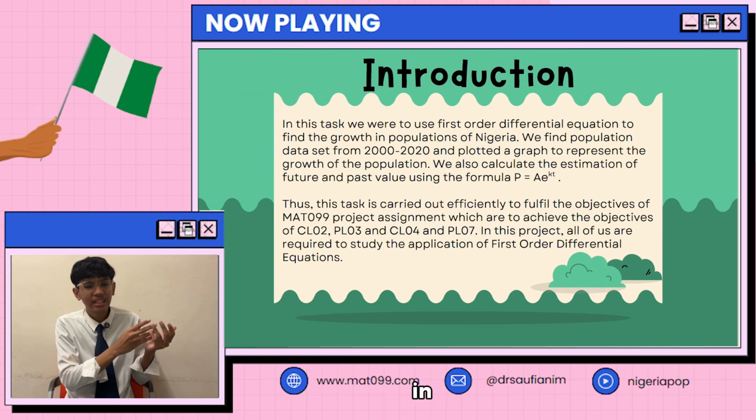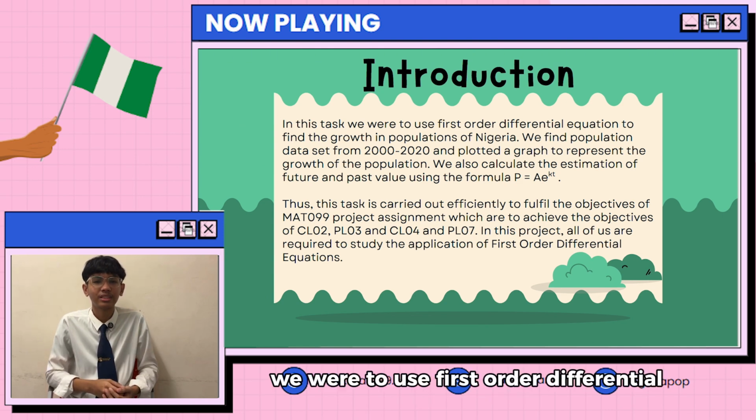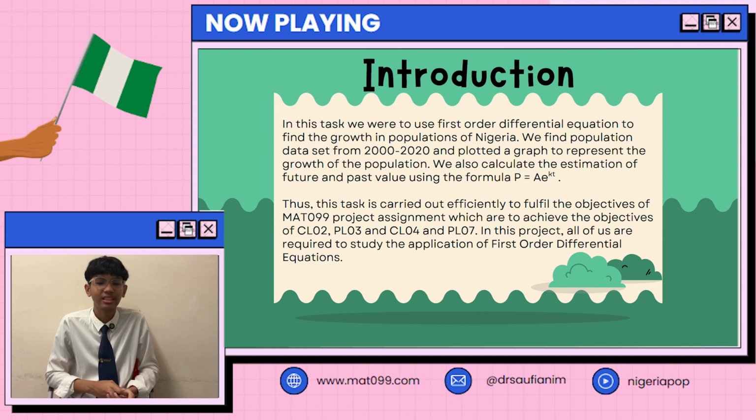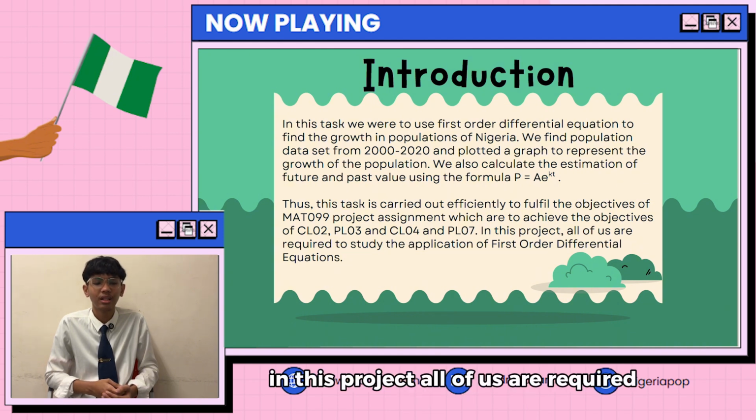This is our introduction. In this task, we were to use first order differential equation to find the growth in population of Nigeria. We find population data set from 2000 to 2020 and plotted a graph to represent the growth of the population. We also calculate the estimation of the future and past value using the formula P equals Ae^(kt). Thus, this task is carried out efficiently to fulfill the objectives of the MAT099 project assignment, which are CL02, PL03, CL04 and PL07. In this project, all of us are required to study the application of first order differential equation.